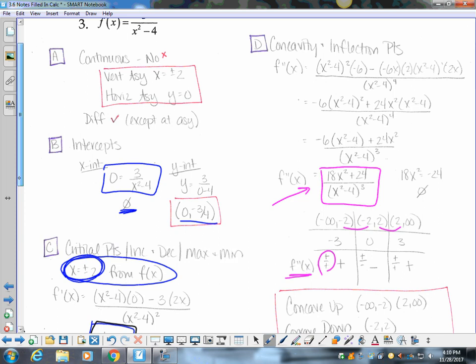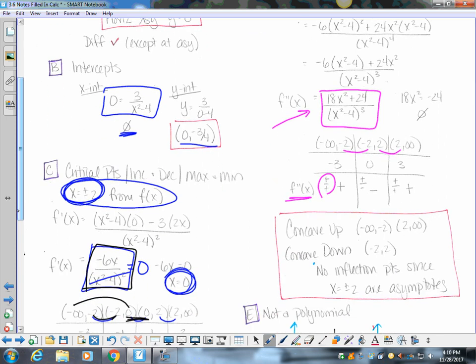So then I know that I'm concave up in this interval and this one. And concave down in this interval in the middle. I have no inflection points, even though my concavity changes, because the change happens at an asymptote. And they really do want you to specify that because that's normally where you would list what your inflection points are.